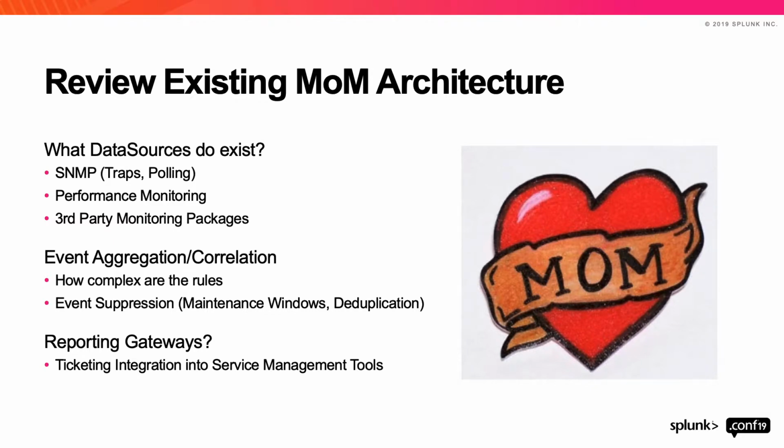So the first thing you need to do is look at what the existing system does, and figure out which systems feed that existing environment. We have SNMP traps, we have APM data, we have Nagios data. So you basically identify all the different data sources that feed that existing system, and you want to make sure that this data also gets into Splunk, because otherwise you have no chance of replacing it.